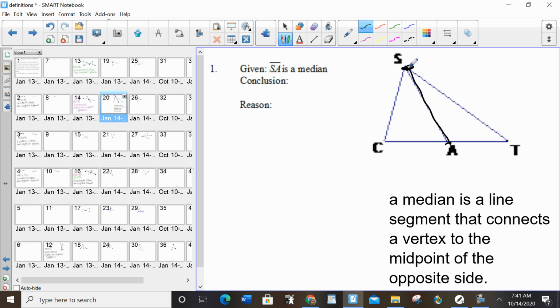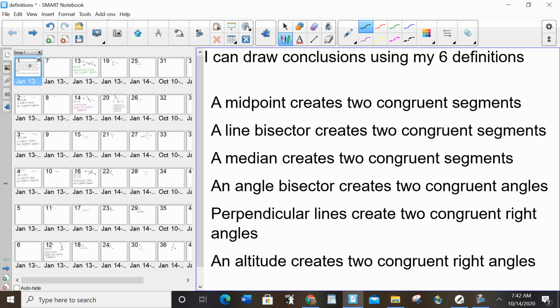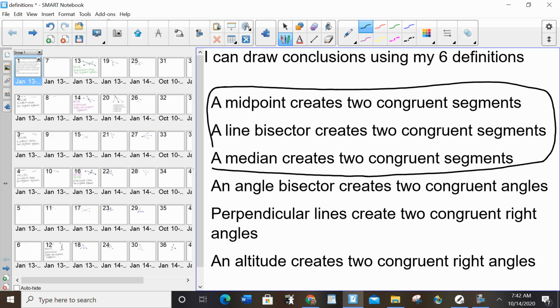That's what it is. That's not as important for this lesson as what it does, since it goes to the midpoint, and we know that a midpoint creates two congruent segments, a median also creates two congruent segments. So that's your definition for median. A median creates two congruent segments. Notice that all the definitions we've done so far are all exactly the same. A midpoint, a line bisector, a median, they all create two congruent segments.